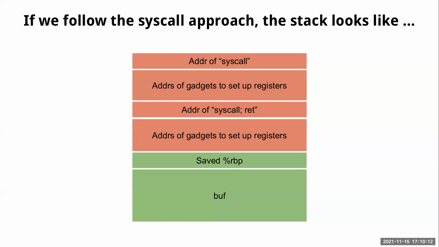Then you will make the first system call. So you put the system call. On 64-bit, there is an instruction for syscall. You will put the syscall address here. However, you have to have a return after that syscall. Otherwise, you will never give the control to the next gadgets, right? So you are looking for a gadget which is syscall return, okay?